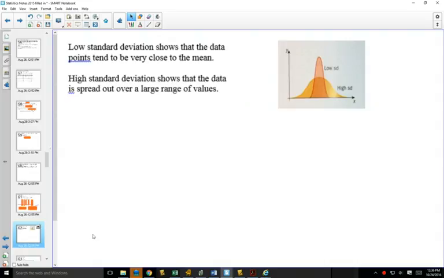So as soon as you get a low standard deviation, things are closer to the mean, well, that'll mean your normal curve will be higher. And a high standard deviation where things are spread out, then that curve will be lower.